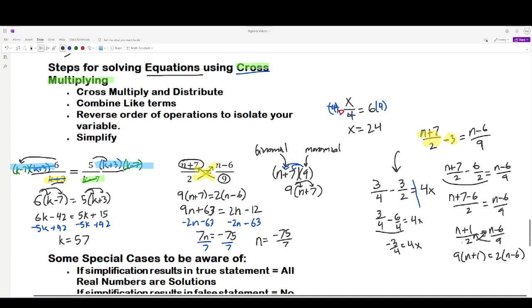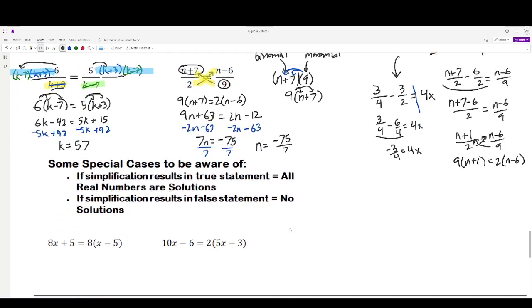So cross-multiplying is a nice shortcut to use so that you don't have to write out all the multiplication steps on both sides and make your paper all messy. It looks a lot cleaner, but I do want you to understand that underneath it, it's just like a visual representation that we're multiplying both sides. It's still just a normal inverse operation.